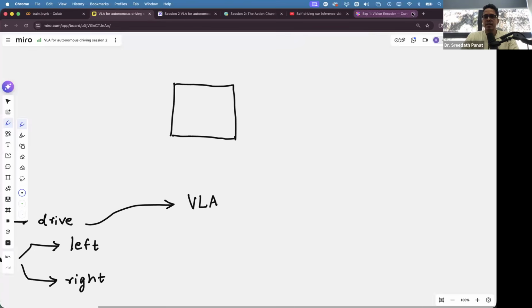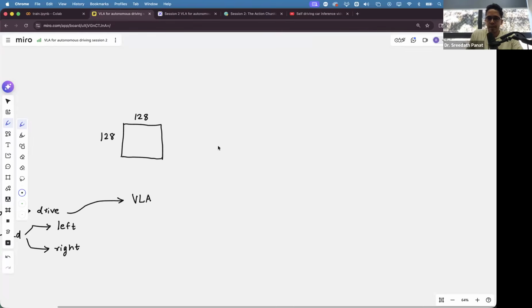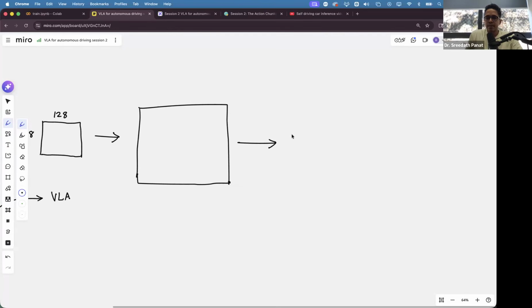Now the question is, this image, let's say this is 128 pixels by 128 pixels. At the end of some model, it should be converted into some actions. In this particular case, what are the actions?